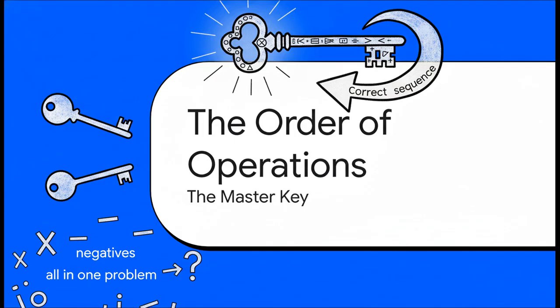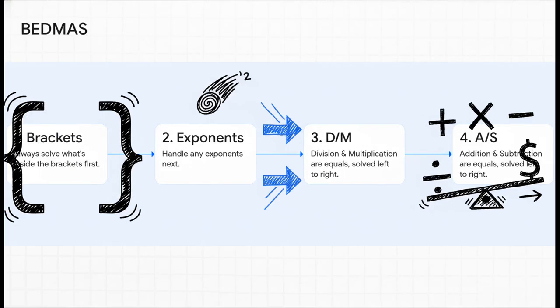Well, you need a master key that tells you the correct sequence. And that key is the order of operations. You might have heard of this as PEMDAS, or BEDMAS. It is the official rulebook for math. You always handle brackets first, then exponents.